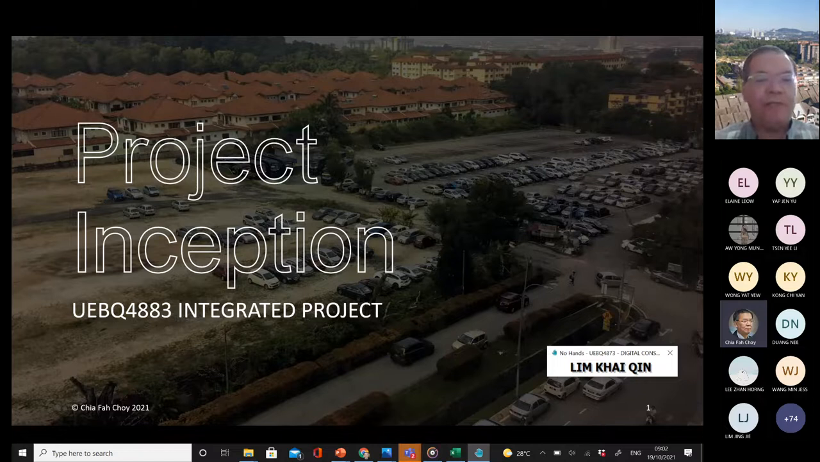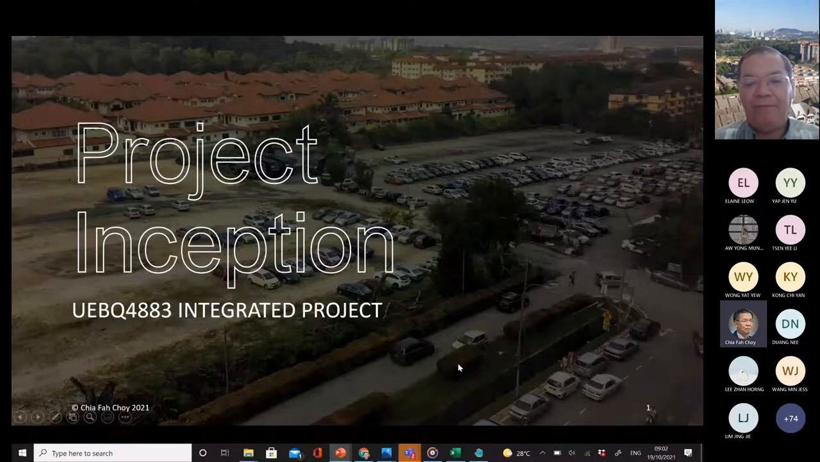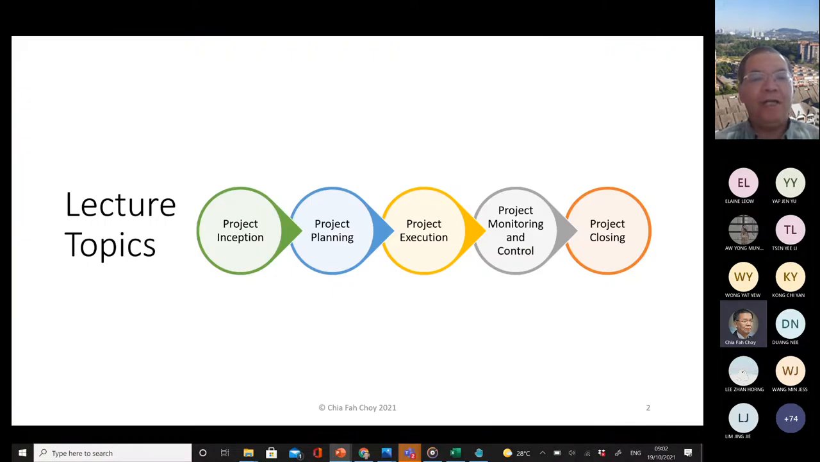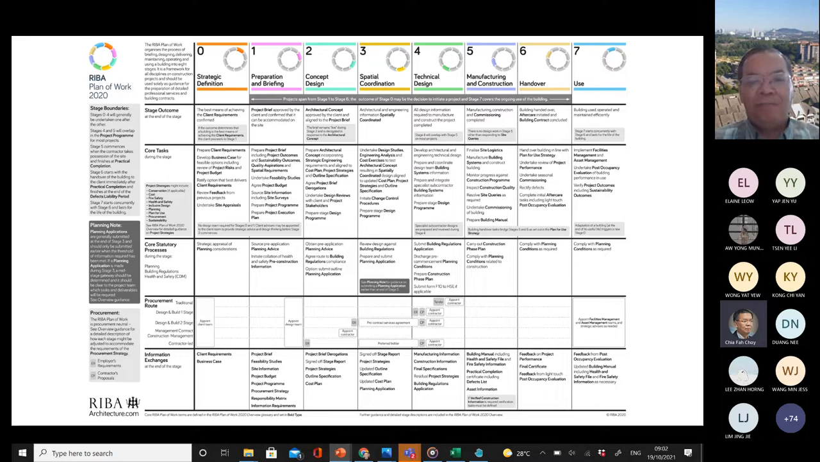Today, I will start with the first topic, project inceptions. As what I have showed you yesterday, there are altogether 5 topics. The first topic is project inceptions. For the development process, that means from the start, when the client approaches the designer with the intention to have a development project, until the project is completed, we need to go through a few processes or milestones.